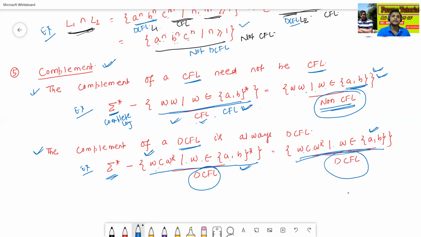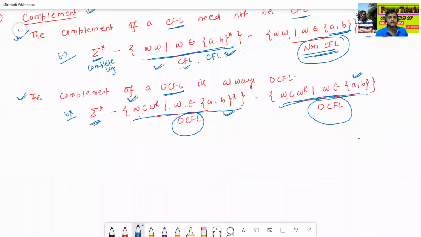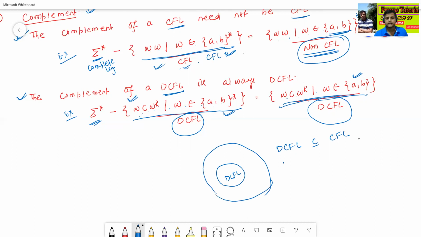So the complement of a CFL, a context-free language, need not be context-free. But the complement of a DCFL language is always DCFL. Remember one note point here: every DCFL is a subset of CFL.